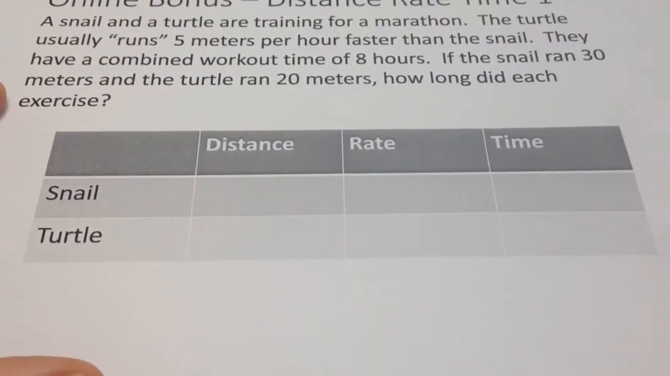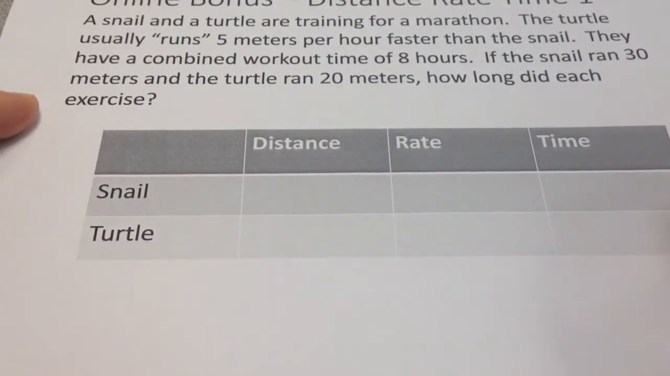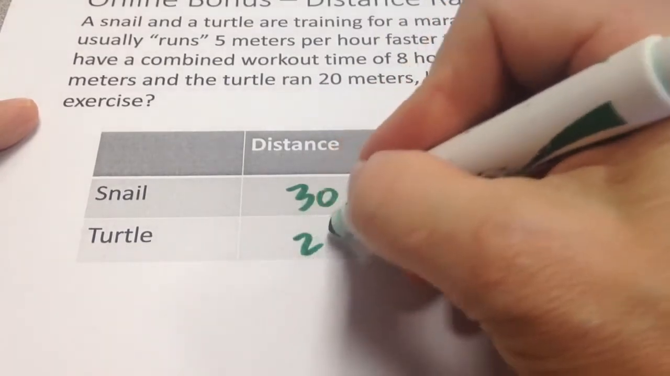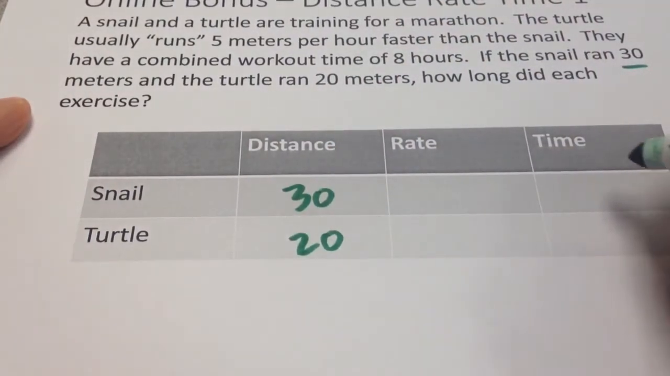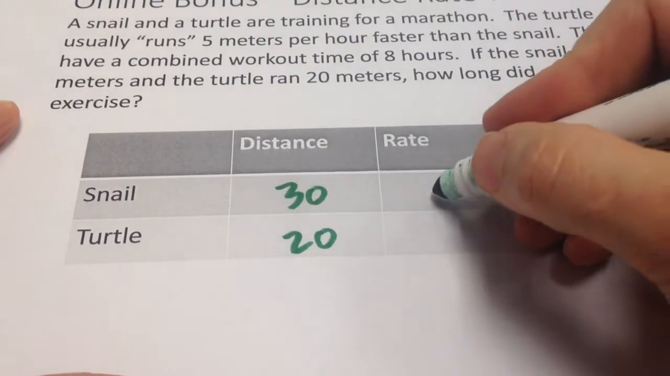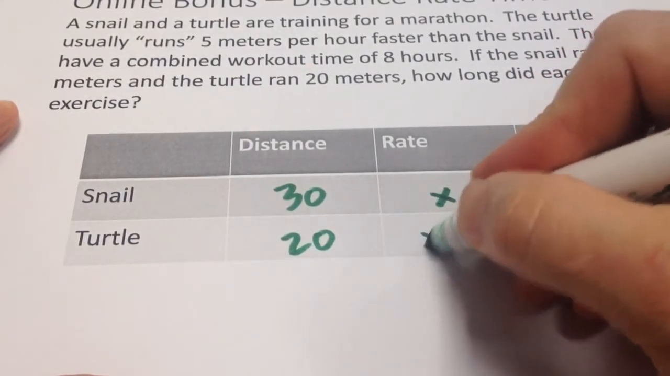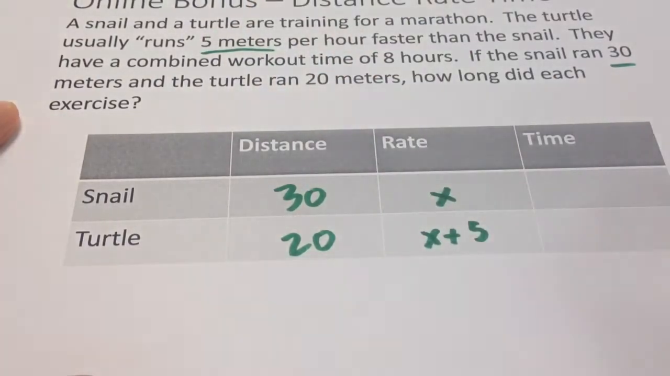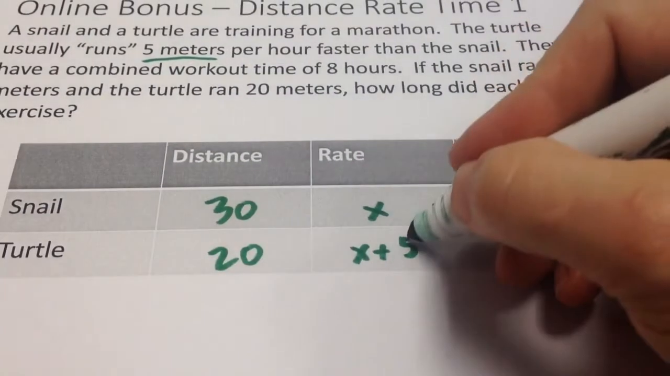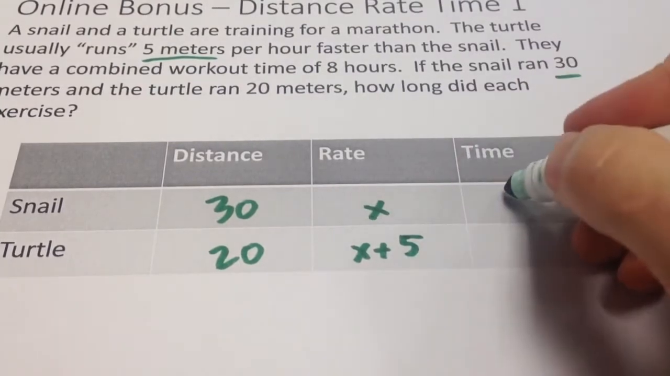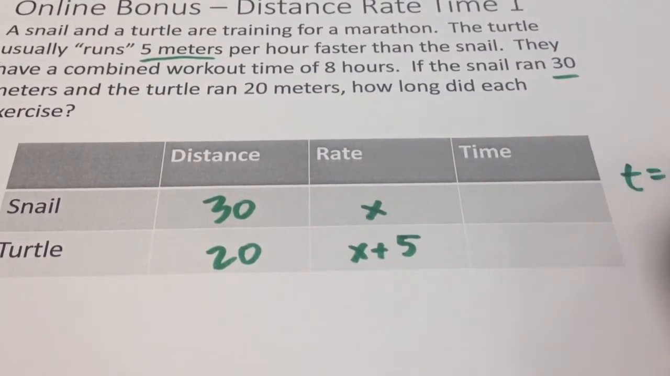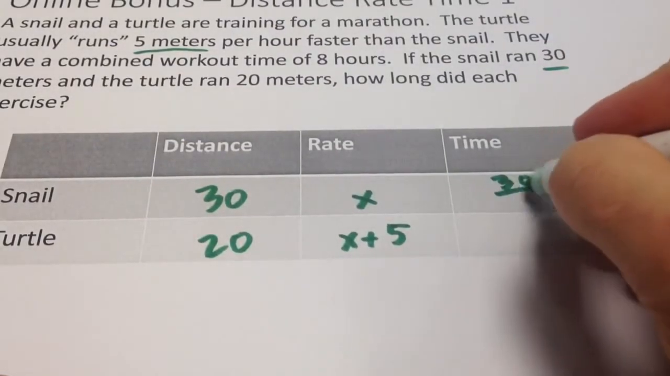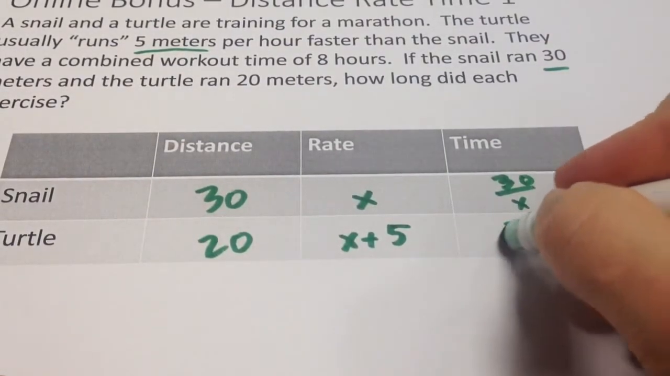So I like to organize these in these distance, rate, time boxes. So the snail ran 30, and the turtle ran 20. We don't know their rates, although if the snail ran x, turtle's going to run x plus 5, because 5 meters per hour faster. And then finally, the times, well, time is distance over rate. You can see that there. So that's going to be 30 over x, and this is going to be 20 over x plus 5.